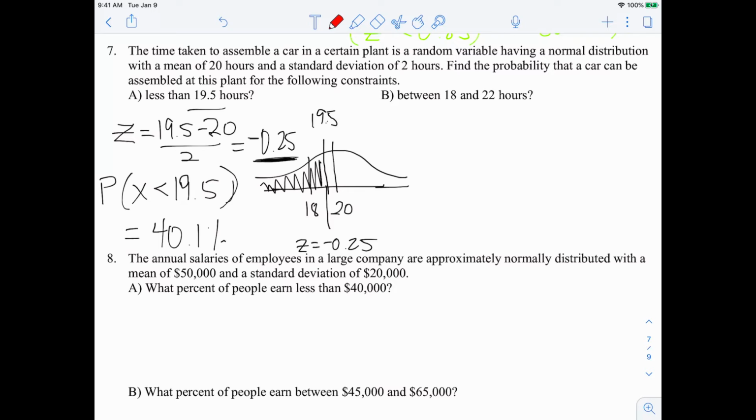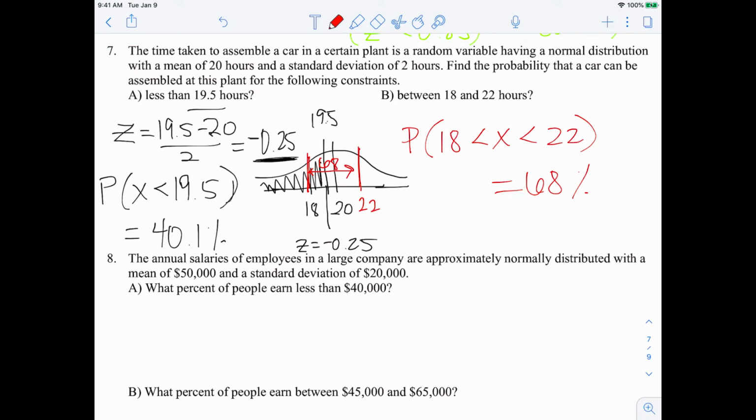For part B, it says the probability that it's between 18 and 22. So 22 I'm going above, so one standard deviation above is 22. So in this case, I actually do fall within 1 because 18 is one standard deviation below, 22 is one standard deviation above, and that's 68%. So the probability that you get the car assembled in between 18 and 22 hours is 68%.